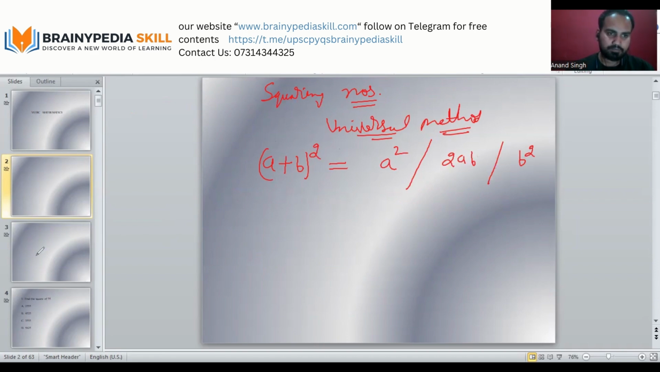Now, for an example, let us take 32. The square of 32 we have to calculate, right? So 3 will be a and 2 will be b. What is the square of 3? That is going to be 9. I will change the color, just a second, right? 9. Here it is 2 into 3 into 2, which is going to be 12. And here we have the square of 2, which is going to be 4.